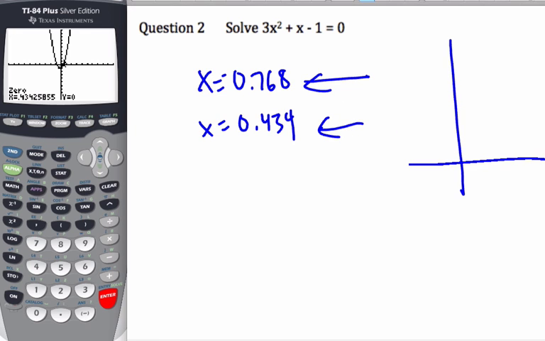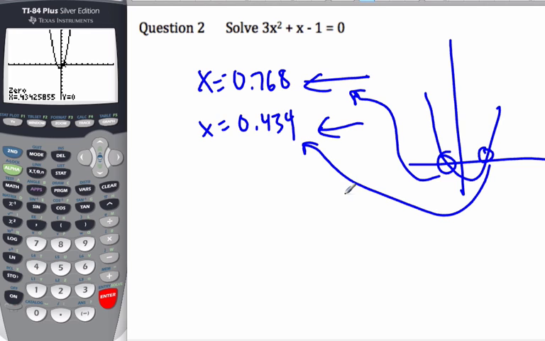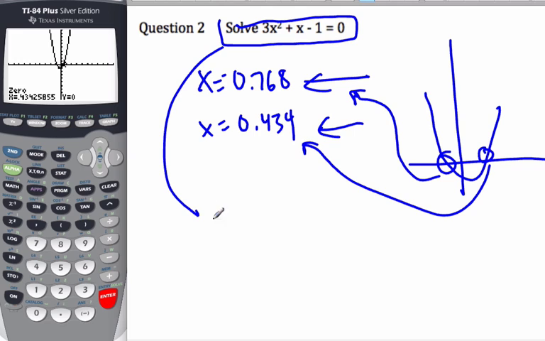If I'm showing the graphical solution, I'm showing a graph and I'm labeling this to be the negative 0.768 and this one to be that. This scenario here will not factor nicely, not factor with integers. So we have to use our calculator.